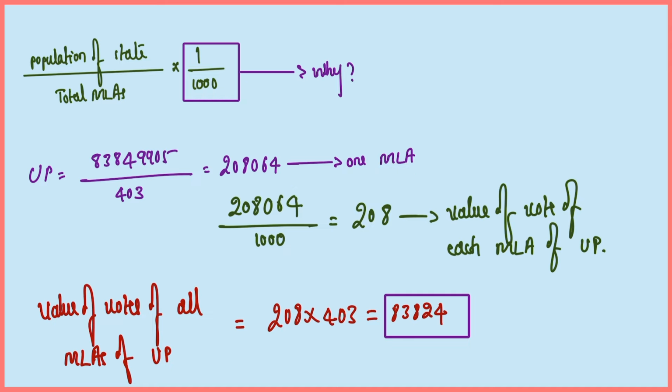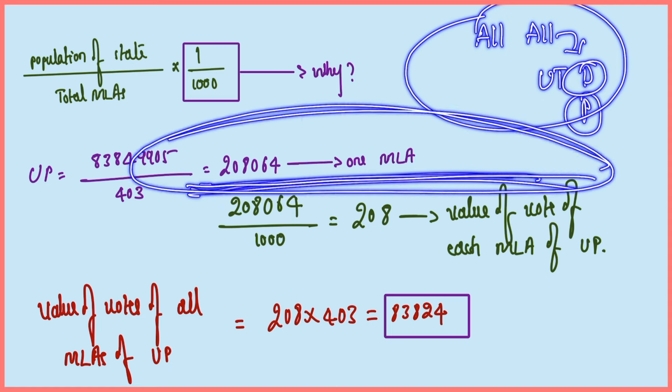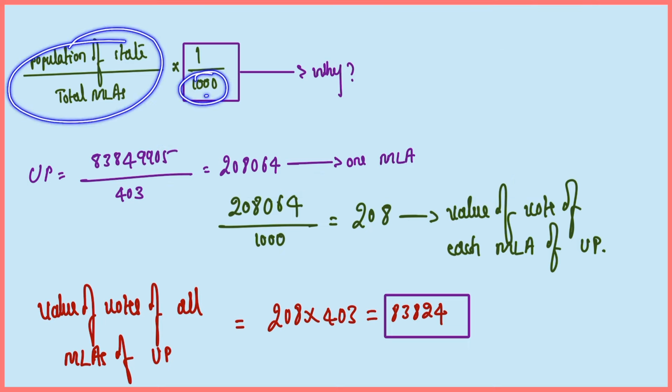And we have to calculate the value of all the MLAs in UP, which is 403. And then we have to calculate the value of all the MLAs of all the states, including the union territories of Delhi and Puducherry. The result will be humongous. The result will be so big that it becomes difficult to keep track of the number, right? So this result is divided by 1000.